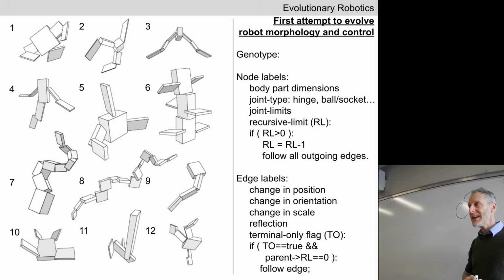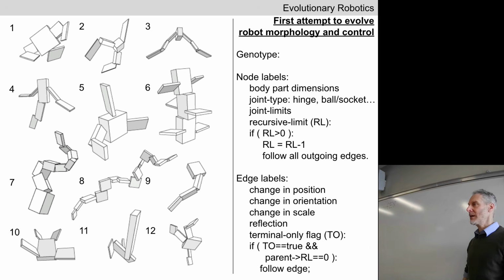If you want to create a snake, you can do it with one node and one edge, right? Make one piece and then keep applying the same change to that piece along the growing length of the snake that you're constructing.